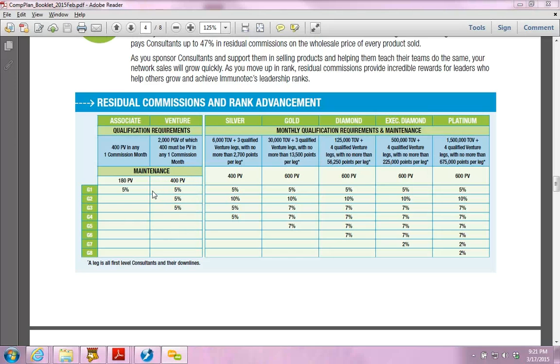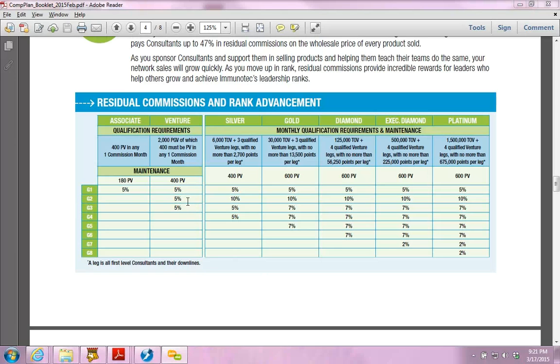So you become a venture. Now you get paid on what we call 3 levels of people. So the G1 is the people that you personally signed up. G2 is the people that your G1 signed up, and G3 is the people your G2s signed up. So Generation 1, Generation 2, and 3. You get paid 5% on anything any of those people purchase. And that will be for the life of your business.